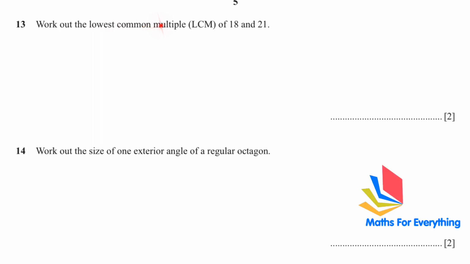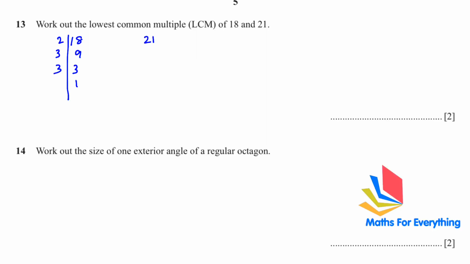Question number 13, work out the lowest common multiple, LCM of 18 and 21. We are going to use prime factorization to find the factors of 18. The lowest prime factor is 2. So let's see if 18 can be divided by 2. Yes. 18 divided by 2 is 9. And to divide 9, we will have to use another prime number, which is 3. 9 divided by 3, 3. You write the answer below here. And 3 can also be divided by 3, which is 1.